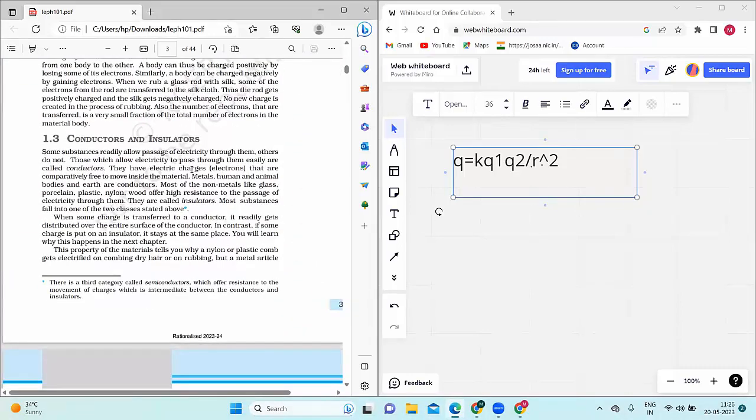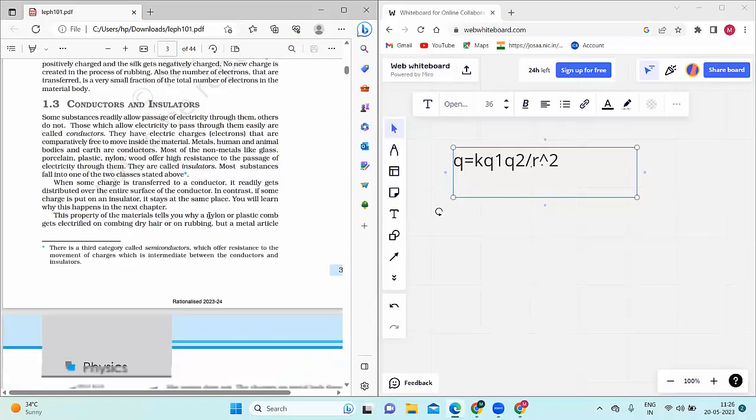Conductors and insulators. Generally, conductors are the objects which are able to transfer electrons, which allow the flow of electrons through them and conduct electricity. And insulators are objects which don't allow the flow of electrons through them.